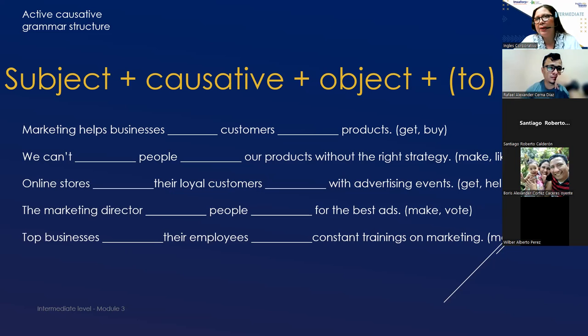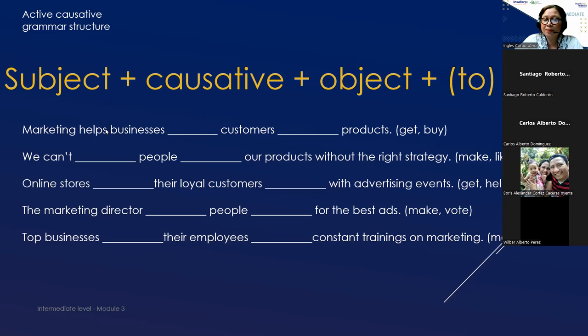With the others that we saw, like permit, allow, order, I don't remember right now the other ones that I mentioned, but they need to. So for example, in the first one, if we follow this structure, it will be marketing helps businesses, and then I have to use get and buy, okay? Am I going to use to or not? Get. Yes, it could be only get when it is not a purpose, all right? And here it is a purpose, right?